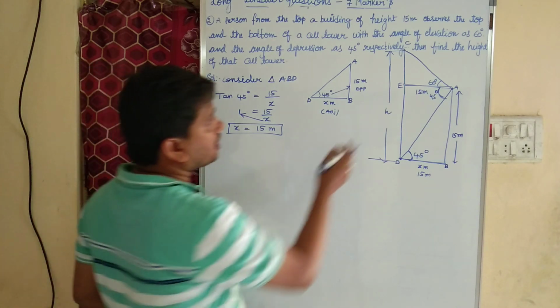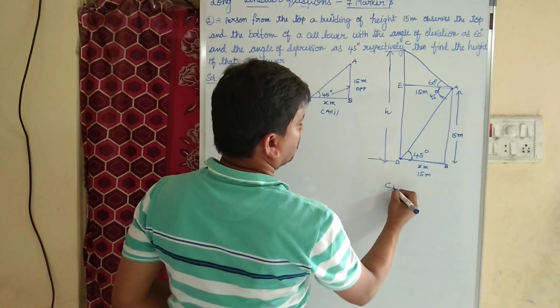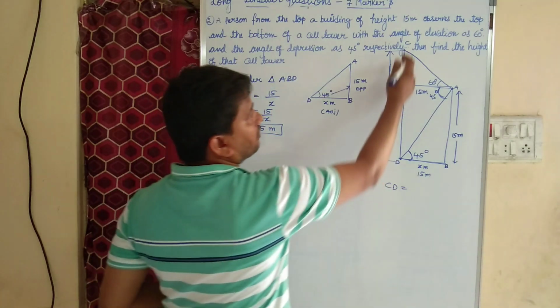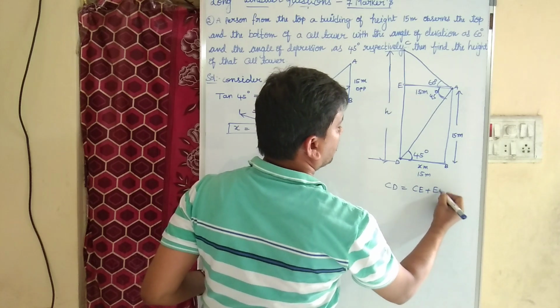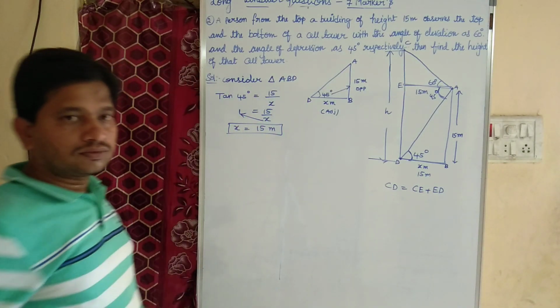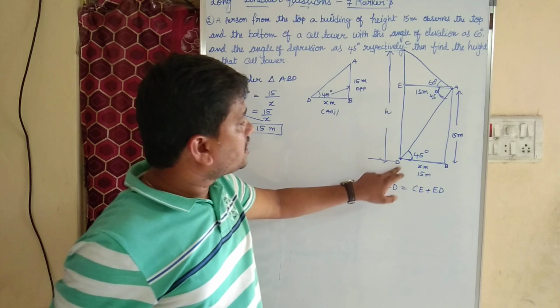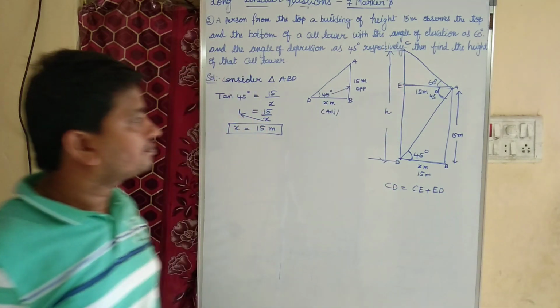Height of the cell tower is nothing but what? CD, children. Height of the cell tower is CD. CD is nothing but CE plus ED. We need to find the height of the tower, CD, which is nothing but CE plus ED.